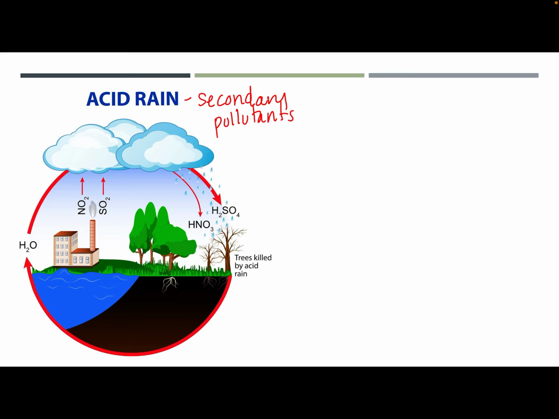So we see that we have SOx and NOx. So as we learned in photochemical smog, the NOx is mostly from motor vehicles and coal-burning power plants.